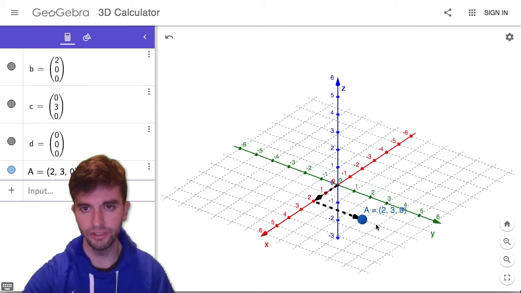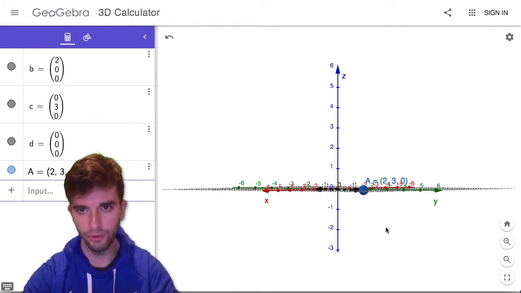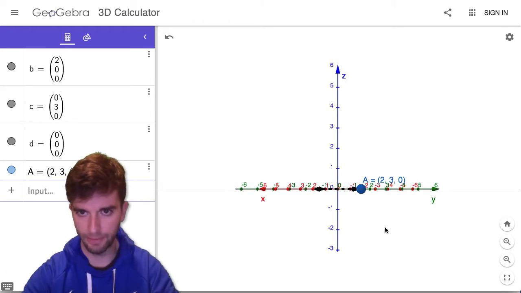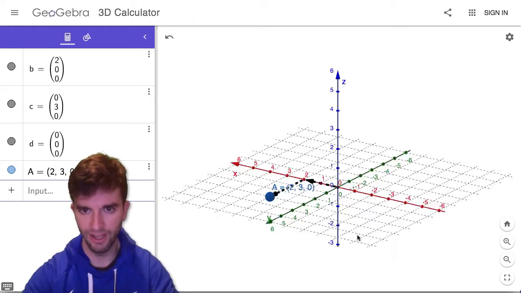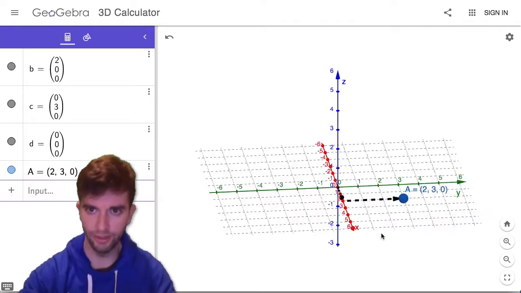So here it is. Here's the point 2, 3, 0. Notice there is no z component. It lies exactly in the xy plane. We haven't moved along the z-axis at all. So there it is rotating. You can visualize it in 3 dimensions.